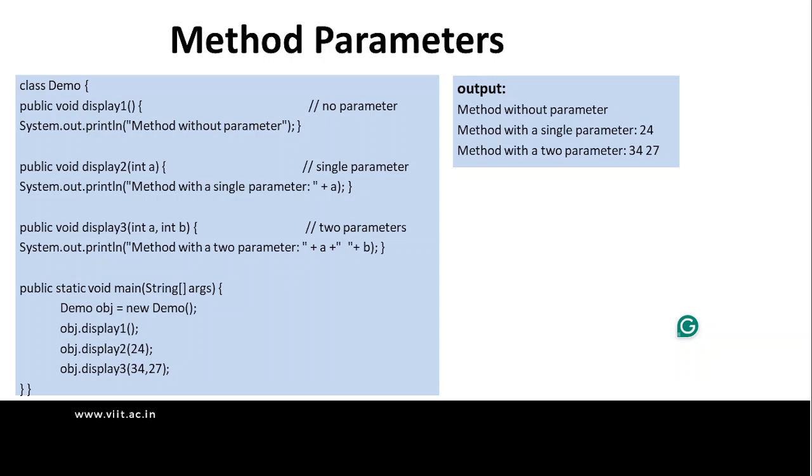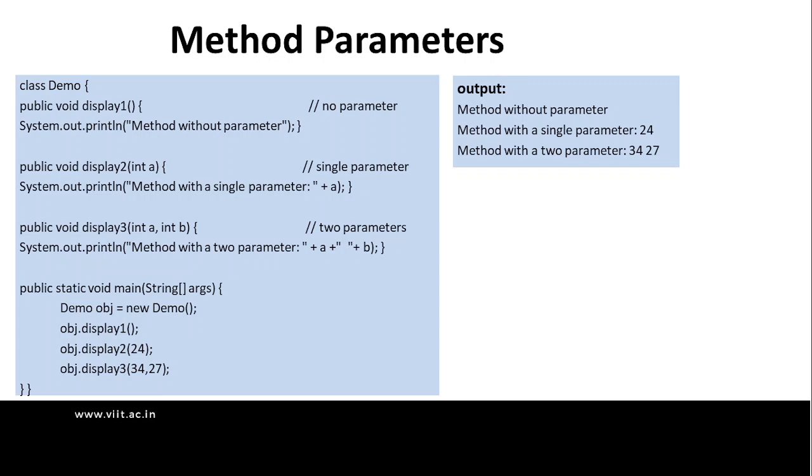Then what are the method parameters? For example, in the demo class, method 1 has no parameter, and then display 2 has a single parameter, and display 3 has two parameters, so that accordingly, whichever method you call, you need to pass that number of parameters.